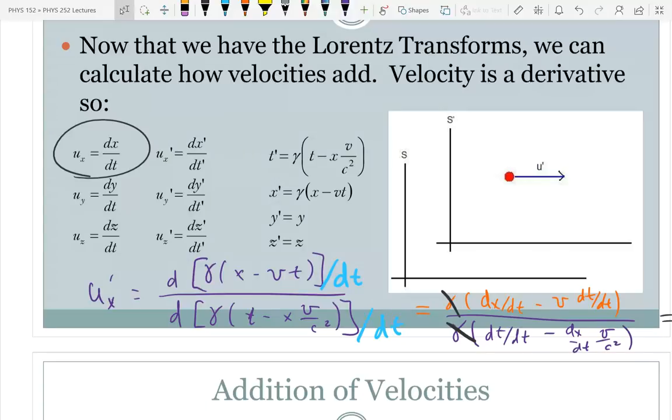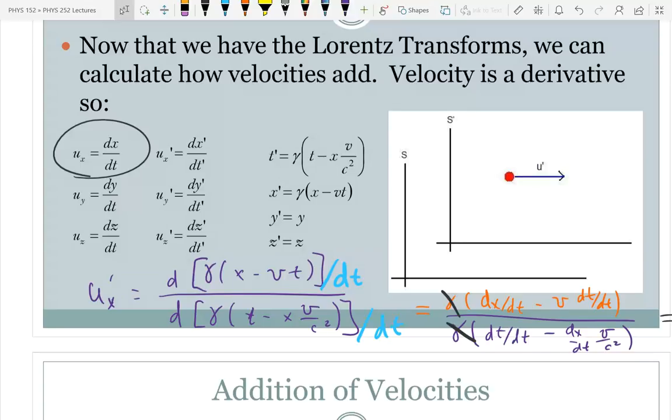It does change. Our textbook says it doesn't. Textbook's wrong. It's taking a simplification that's wrong. What's going to happen is you'll put dy prime dt prime. Well, y prime is equal to y. So when you do dy prime dt, you just get dy dt. So the top is just going to be u sub y. But the bottom is going to be the same thing, the gamma 1 minus ux v over c squared. And so there's your answer.